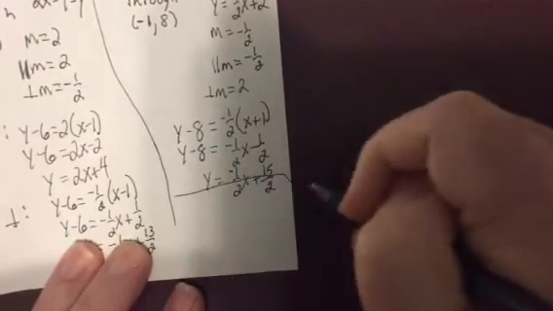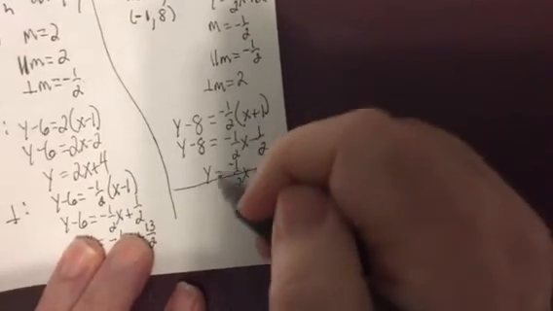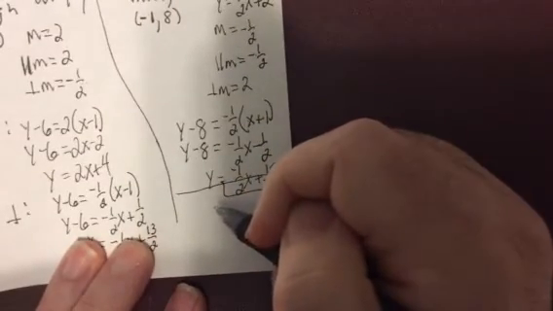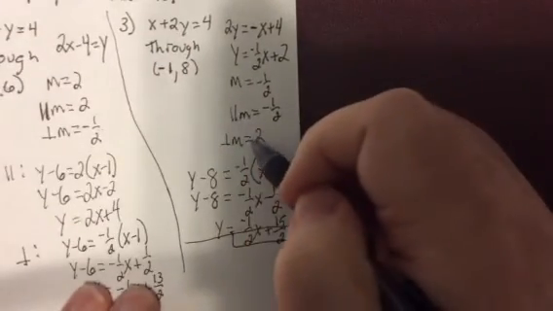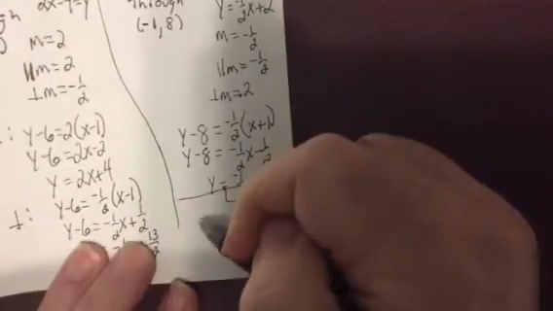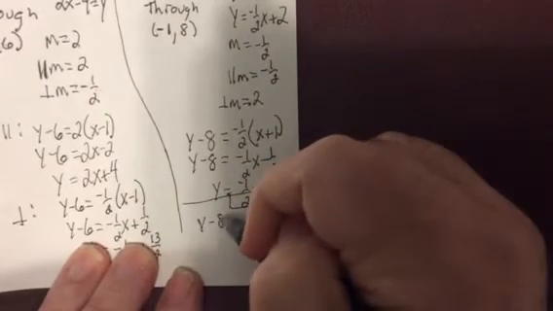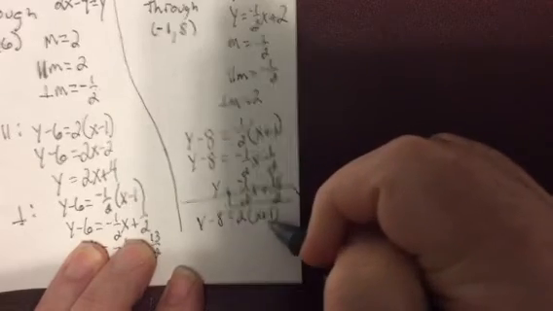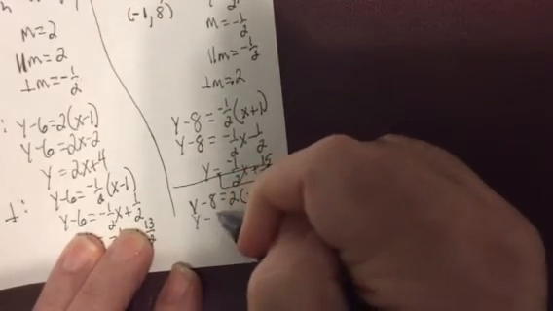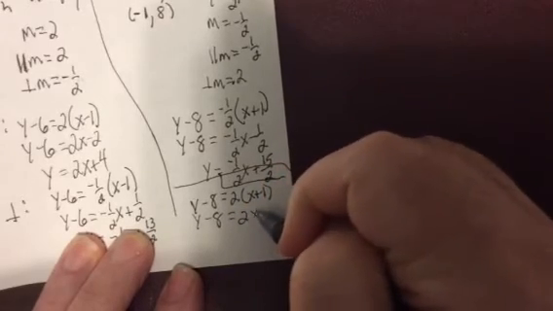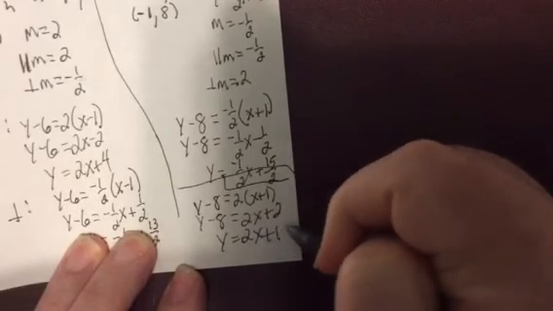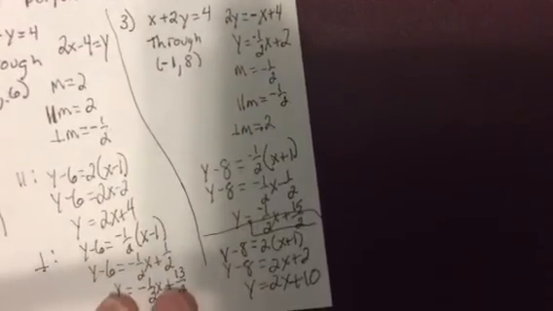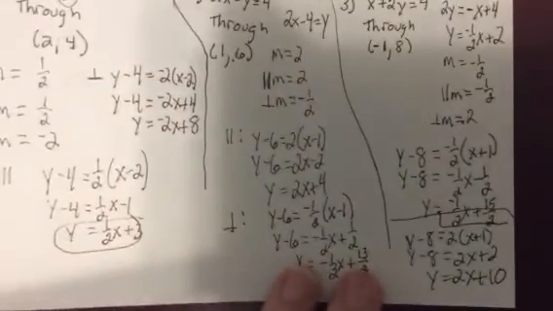So, okay, let's find the perpendicular line. Perpendicular slope is 2. We're going to use the same point. So y minus 8 equals 2 times x plus 1. So y minus 8 equals 2x plus 2. Add 8, y equals 2x plus 10. Good job, Jimmy Joe. So there we go.